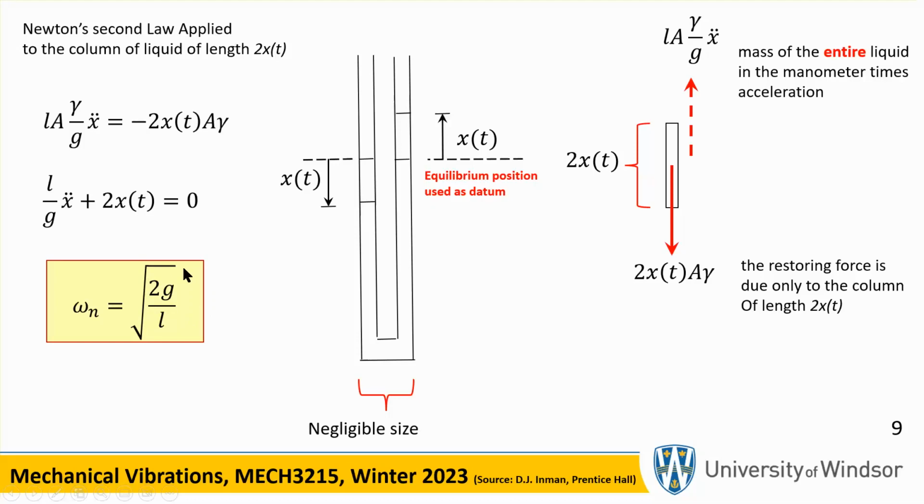And if you take the square root of k over m, where k is 2, m is L over g, you're going to get this. And this is the natural frequency of vibration of this column of water.